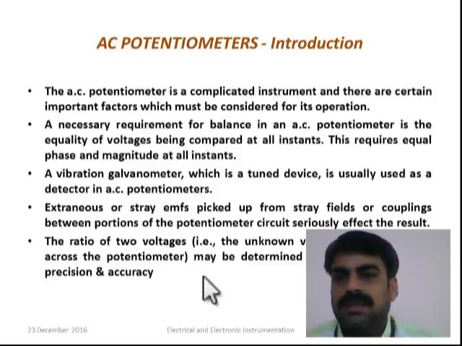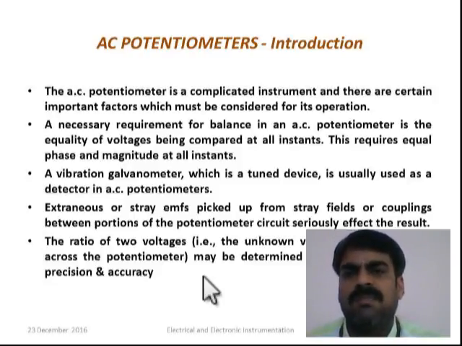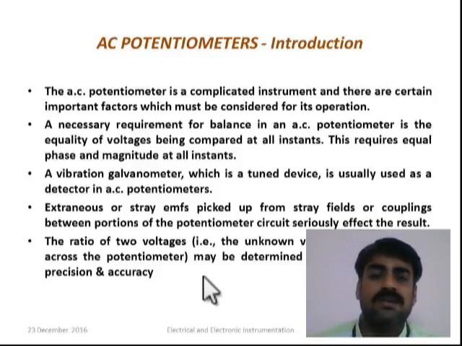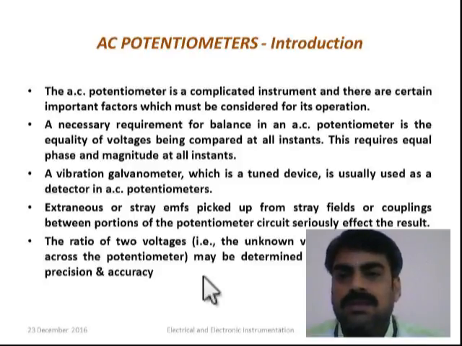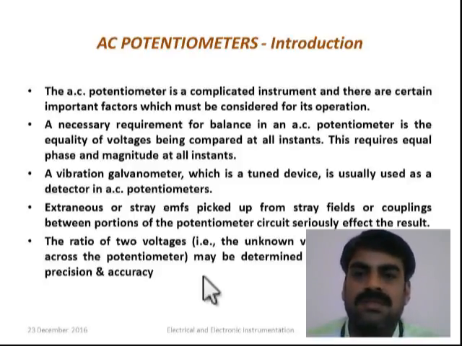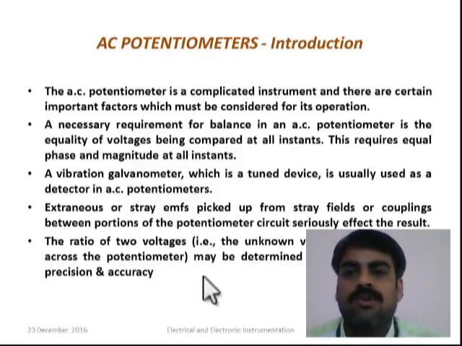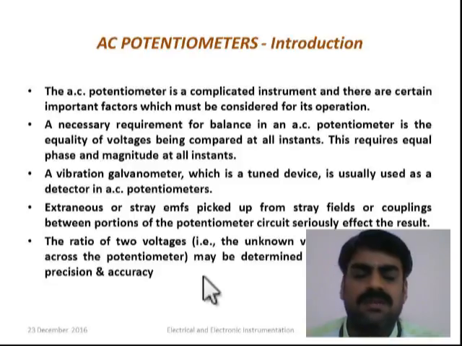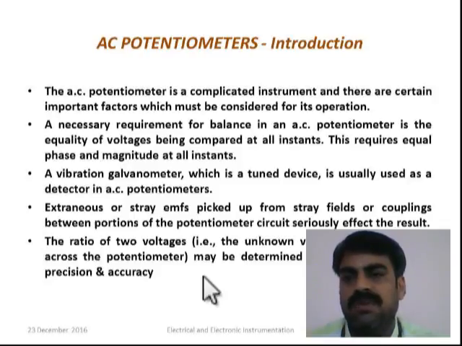The AC potentiometer is a complicated instrument, and there are certain important factors which must be considered for its operation. The necessary requirement for balance in an AC potentiometer is the equality of the voltages being measured at all instants. This requires equal phase and magnitude at all instants. So a standard or stable source is the primary requirement for this AC potentiometer.